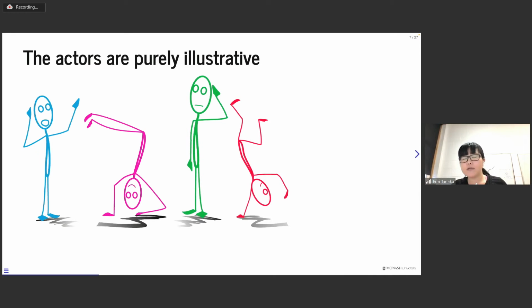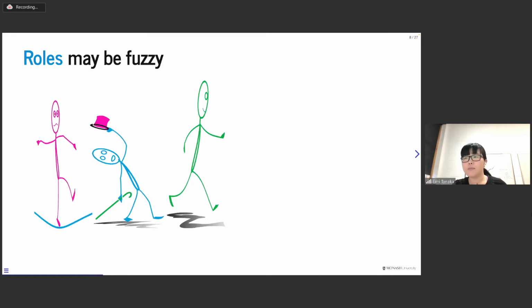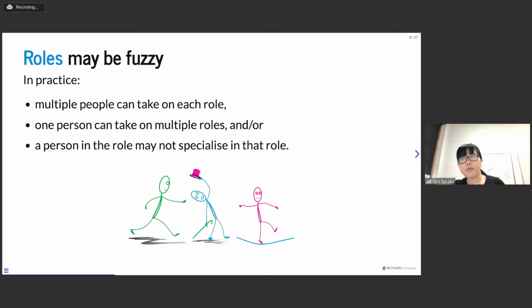So all these actors are really purely illustrative. In practice, we could have multiple people taking on each of the different roles, and also we can have one person taking on multiple roles. A person who takes on a particular role doesn't necessarily have to be specialized in that role. For example, experimental design doesn't necessarily have to be generated by somebody that's thoroughly statistically trained. It could be generated by the domain expert, who may not have had thorough statistical training in the area.